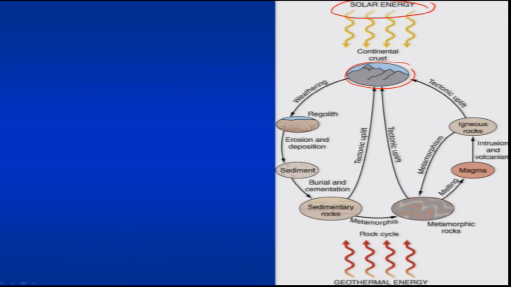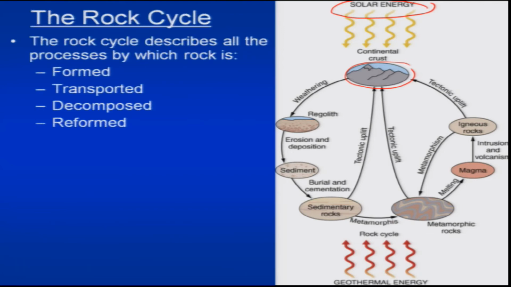The formation of rocks, destruction of rocks, and regeneration or reformation of rocks is completely linked with plate motions, or plate tectonics. We will learn that part shortly, and how the rocks have been churned. The rock cycle describes all the processes by which rock is formed, transported, decomposed and reformed. Decomposed means they are eroded and then deposited, and then reformed.